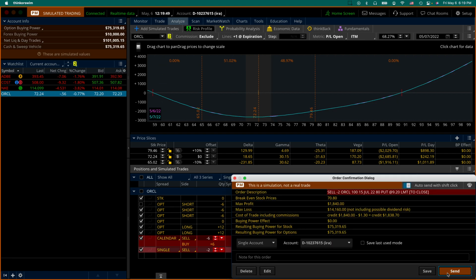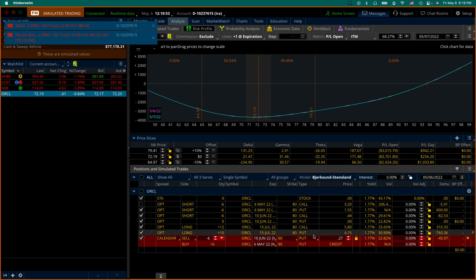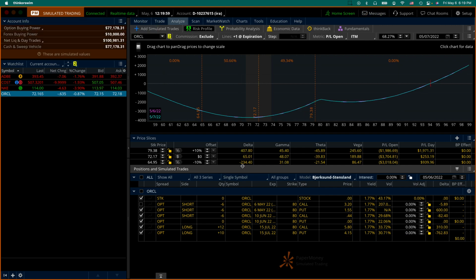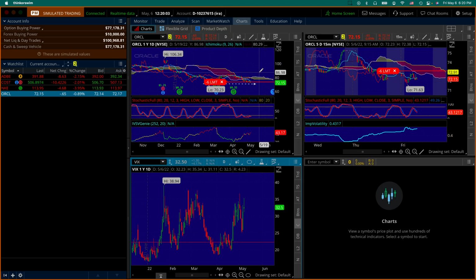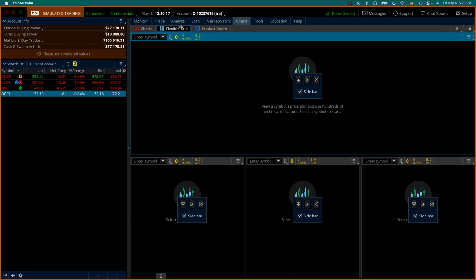Okay. We should feel no problem. Yeah, there it is. Okay, so this is what we end up with. Our deltas are 65 positive, so you're assuming that Oracle is going to go up from here. But in reality, it doesn't matter much, because if it continues down, volatility will continue to increase. So don't be too afraid of neutralizing those deltas.